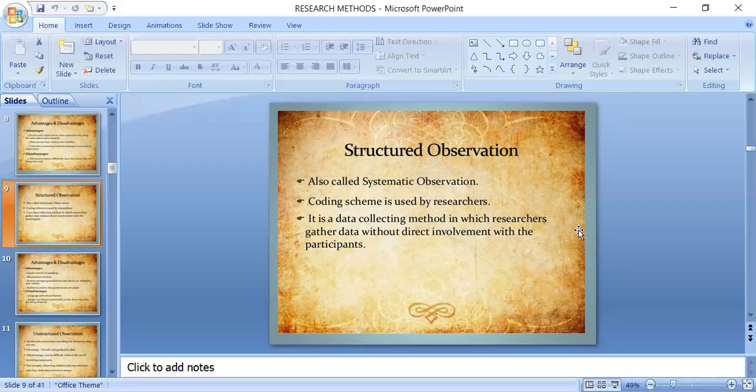Without direct involvement of the researcher means that the researcher can send the questionnaire through different media like the internet, email, or through their colleagues. And without direct involvement with the participants means that they are not actually present in that situation.